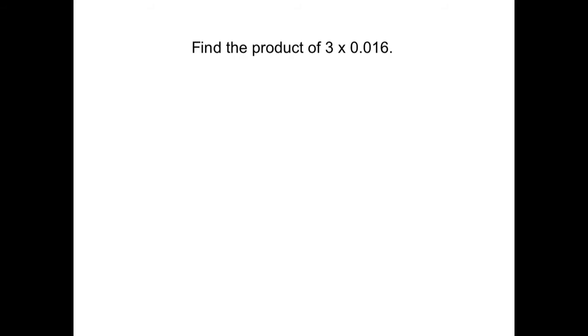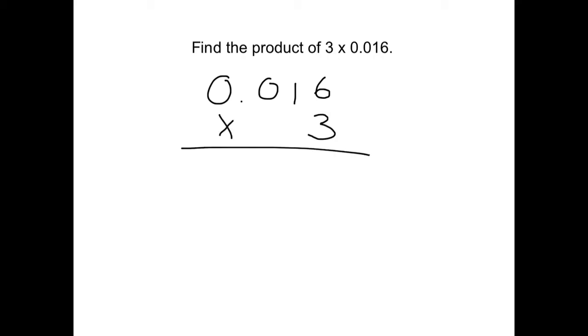Find the product of 3 times 16 thousandths. You don't have to use the lattice method. You can also use the traditional method. So I've got 0 and 16 thousandths times 3. Multiply it just like normal. 3 times 6 is 18. Carry the 1. 3 times 1 is 3, plus this 1 is going to be 4. 3 times 0 is 0. 3 times 0 is 0.